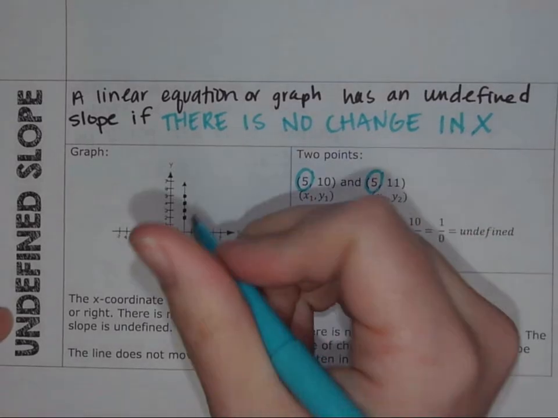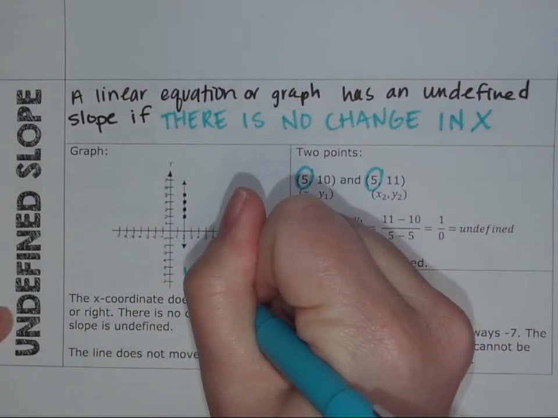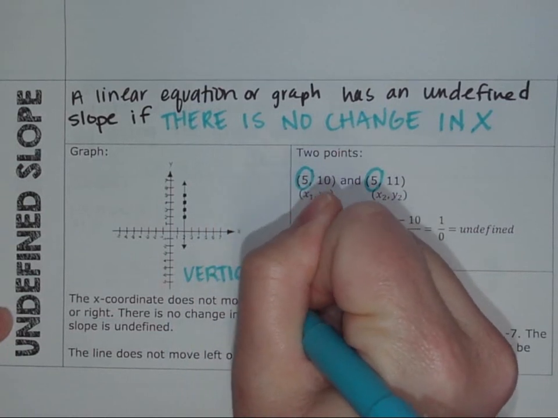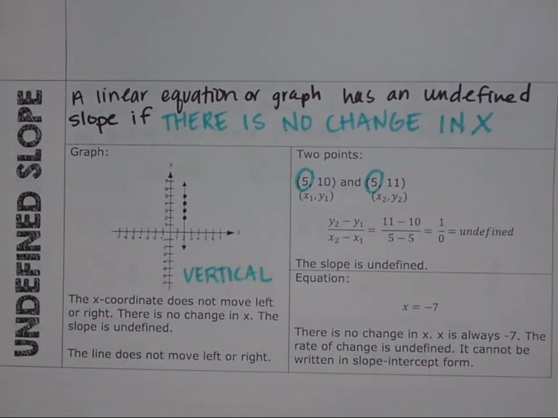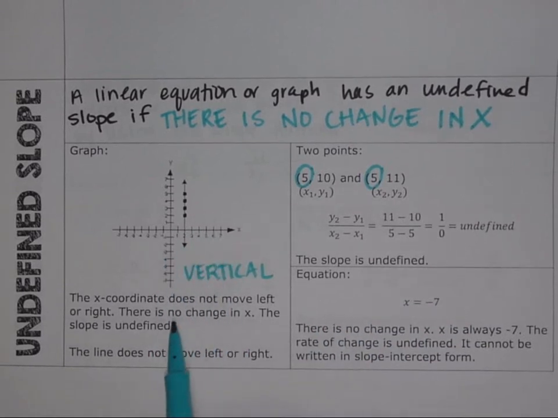In a graph, that's where we would see our vertical equations, straight up and down. The x-coordinate does not move left or right. There's no change in x. The slope would then be undefined.